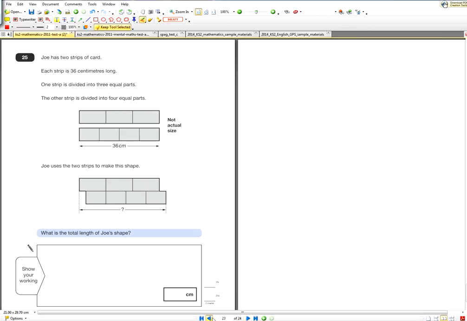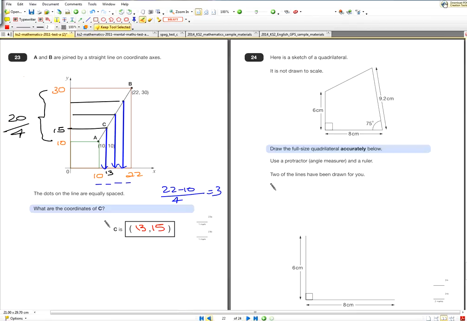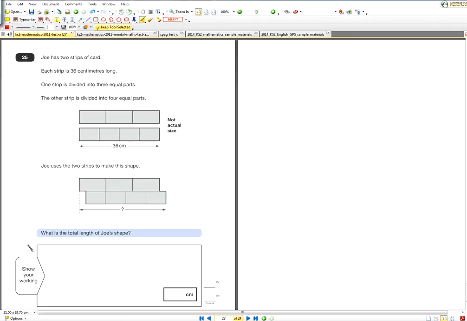Okay, is that the last page? Yeah, that's the last page. Yes. No, we've got more pages. That one. Oh, yeah. Okay, Joe has two strips of card. What about the other question? How do I do that? So it's on this computer. Okay, sorry about that. Alright, there we go.